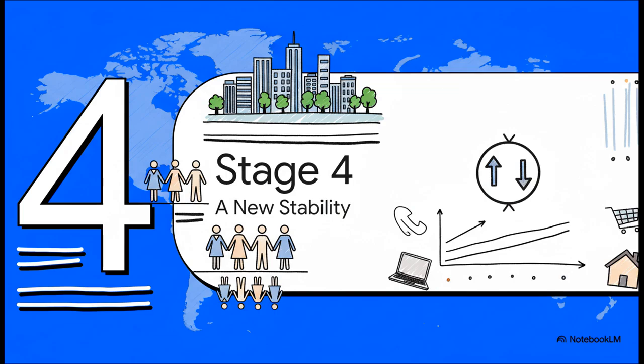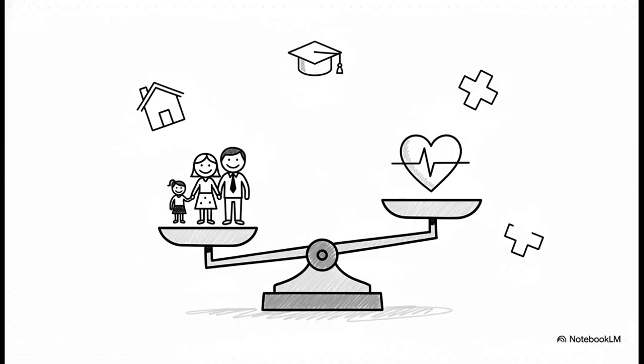Well, eventually you land in stage 4. This is a whole new kind of stability, and it's pretty much the reality for most of the developed world today. Now, this stage is interesting because at first glance it looks a lot like stage 1, a stable population, but the reality couldn't be more different. Now, both birth rates and death rates are low. The population is leveled off, but at a way higher number and with a much, much better quality of life.